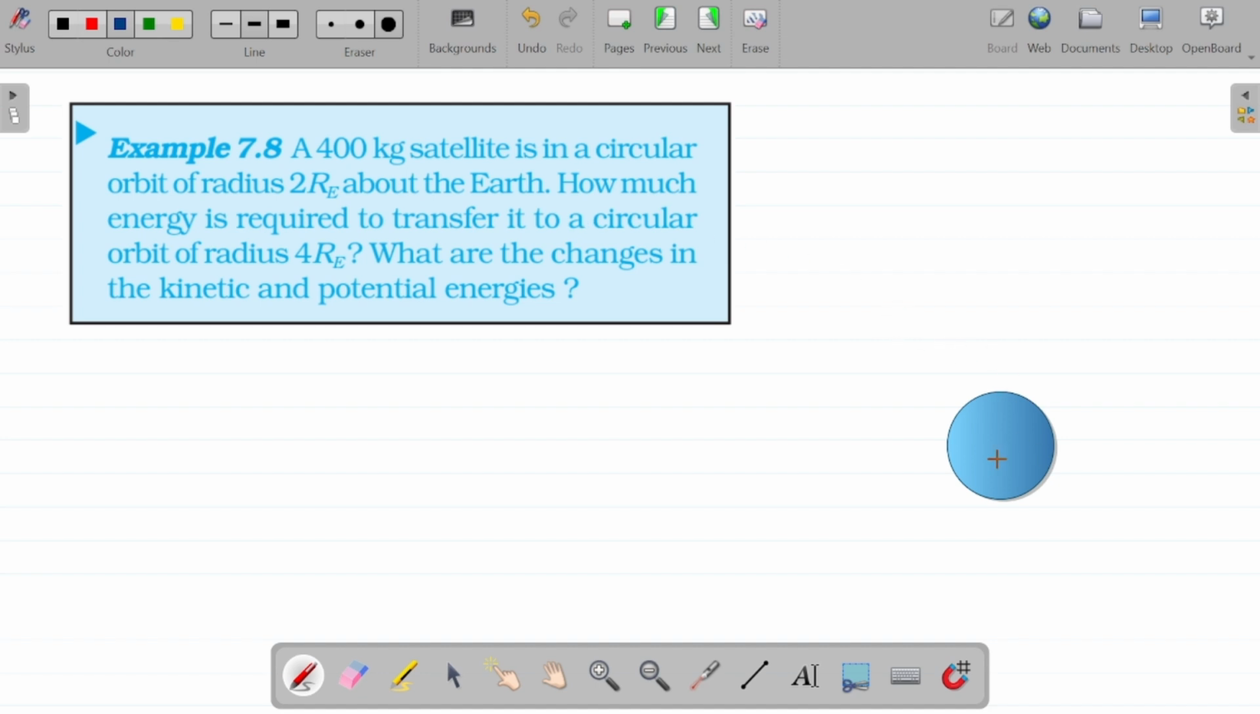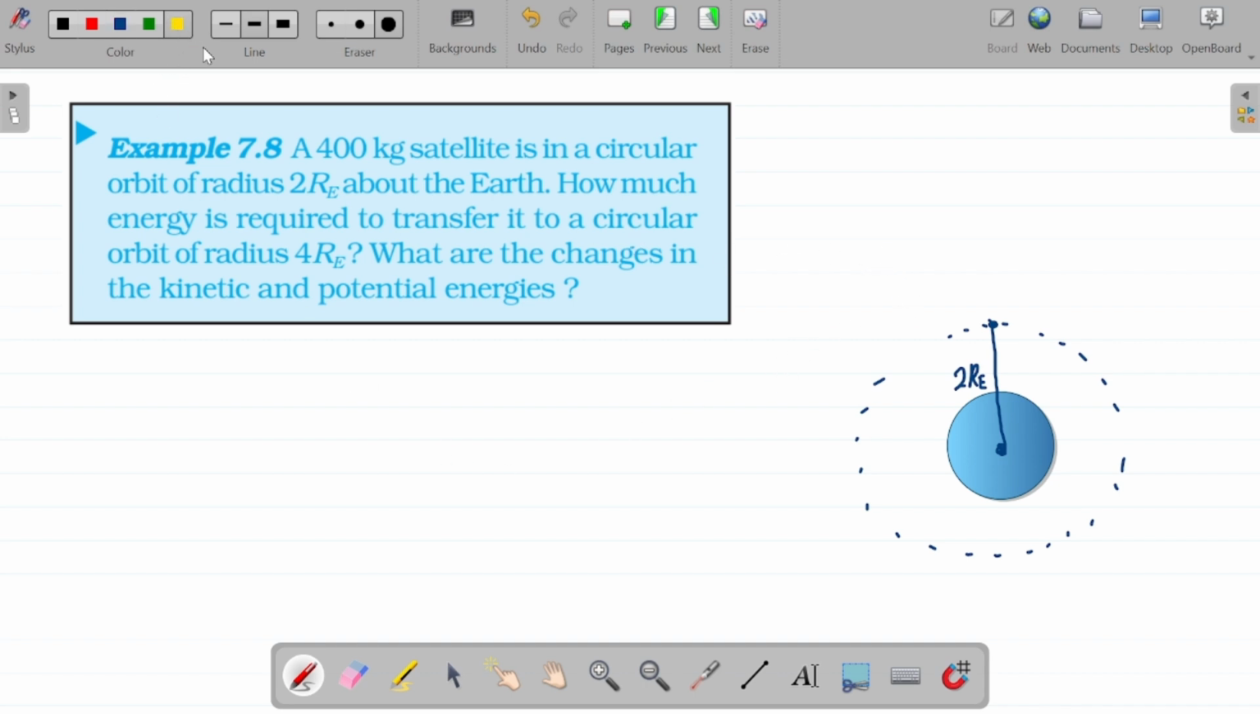So let's say here we have the Earth and here we have a satellite, and this is its orbital path, and this distance from the center of the Earth is 2 RE, where RE is the radius of the Earth. Okay. How much energy is required to transfer it to a circular orbit of radius 4 RE?